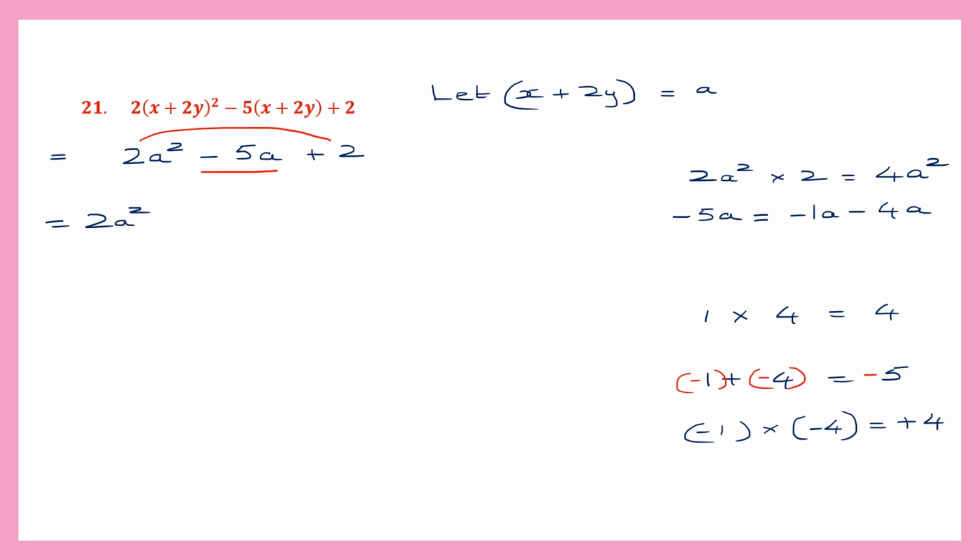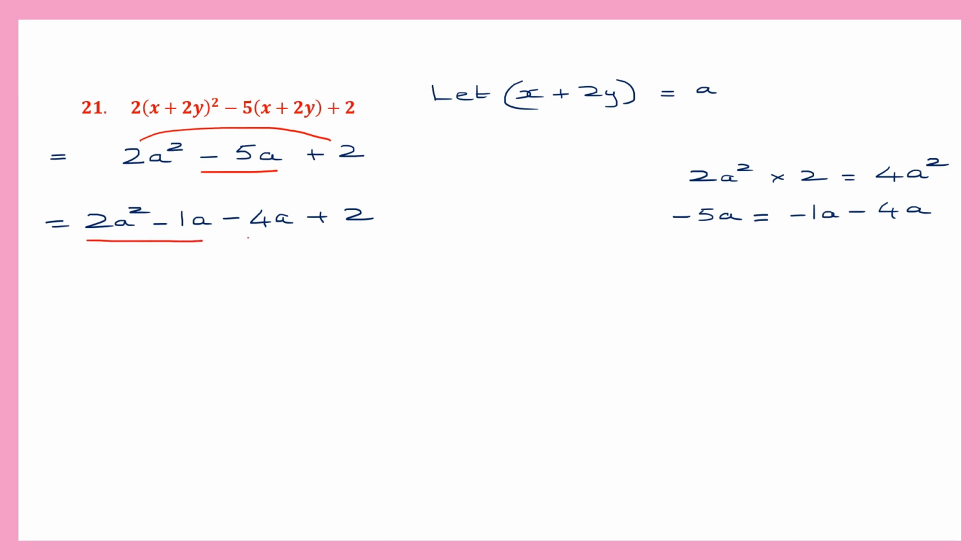Instead of minus 5a, we're going to write minus 1a minus 4a plus 2. Now let's take the first two terms and the next two terms here. Now look at the two terms. What is common here is only a, isn't it? So let's take a out. So what will come inside?